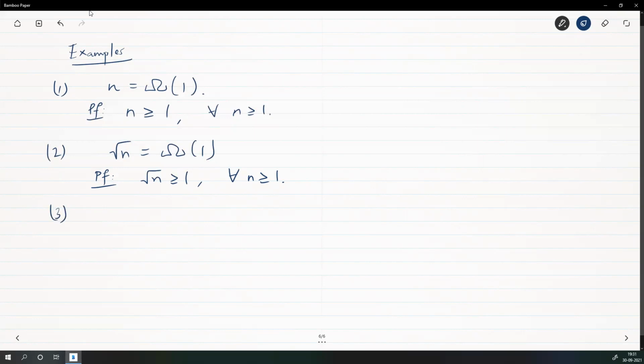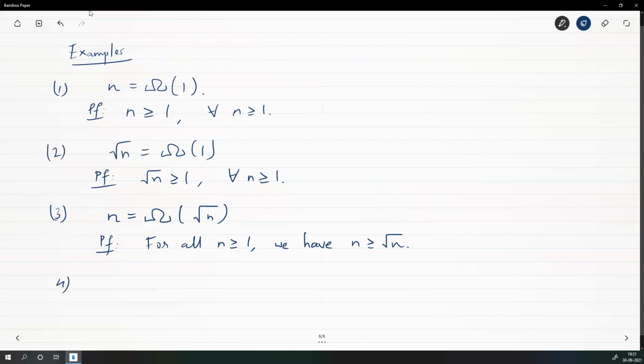Third, similar thing. N is in fact big omega square root N. And why is this true? Well, once again, for all N greater than or equal to 1, we have N greater than or equal to square root N. And therefore this is true. Constant is this. Constant is 1. Okay.